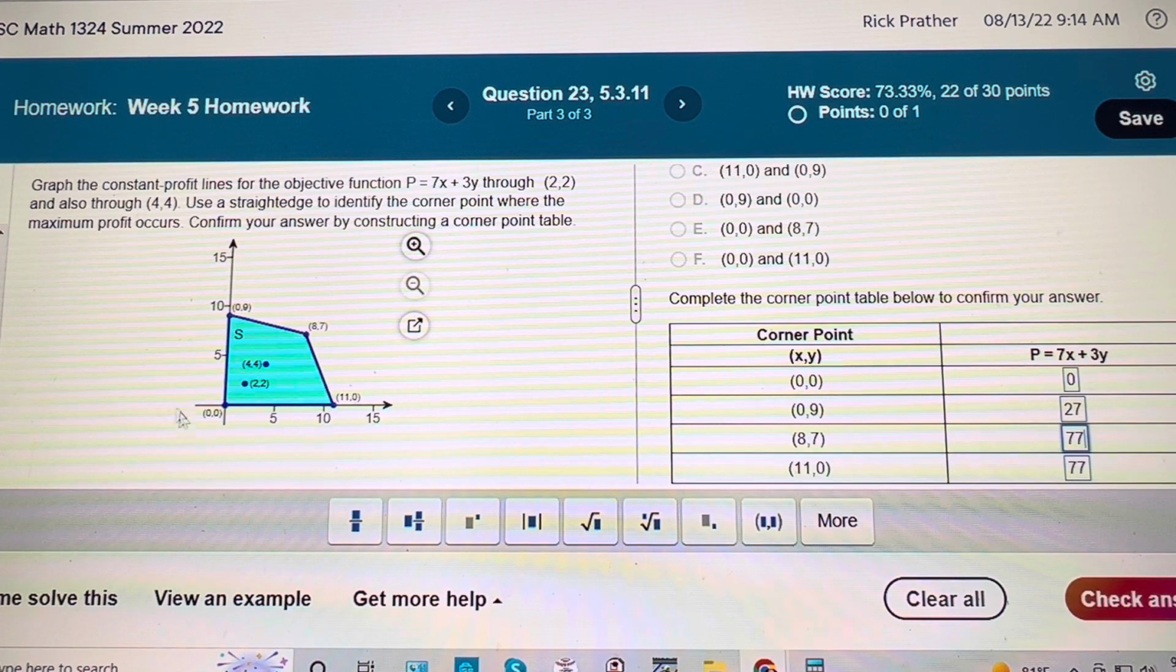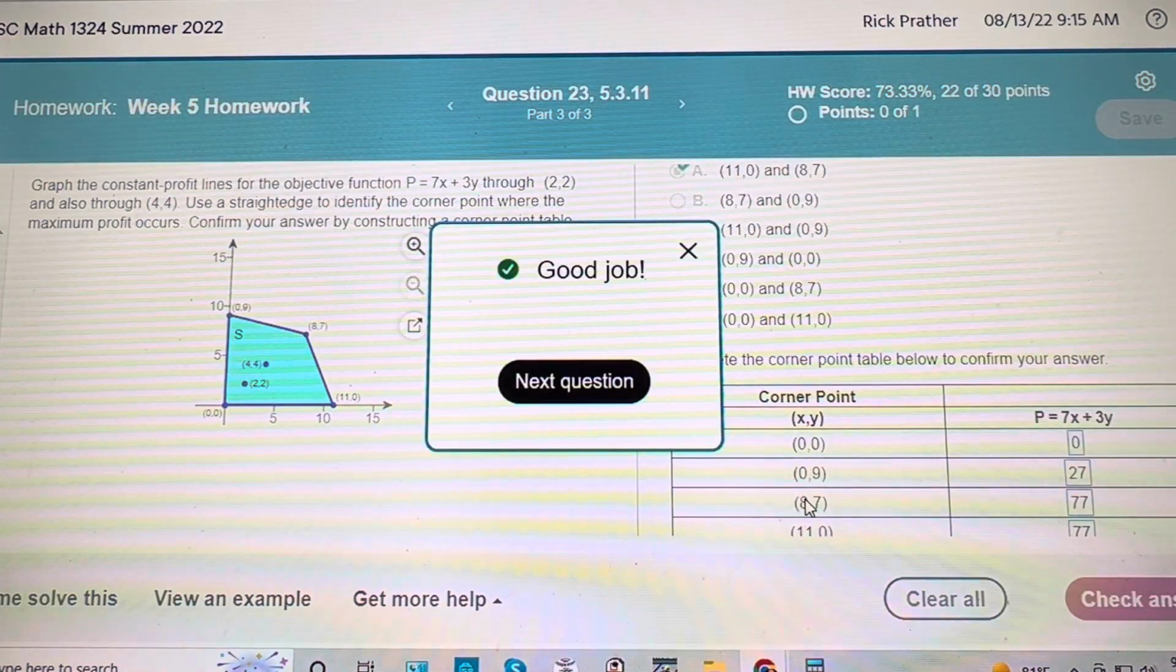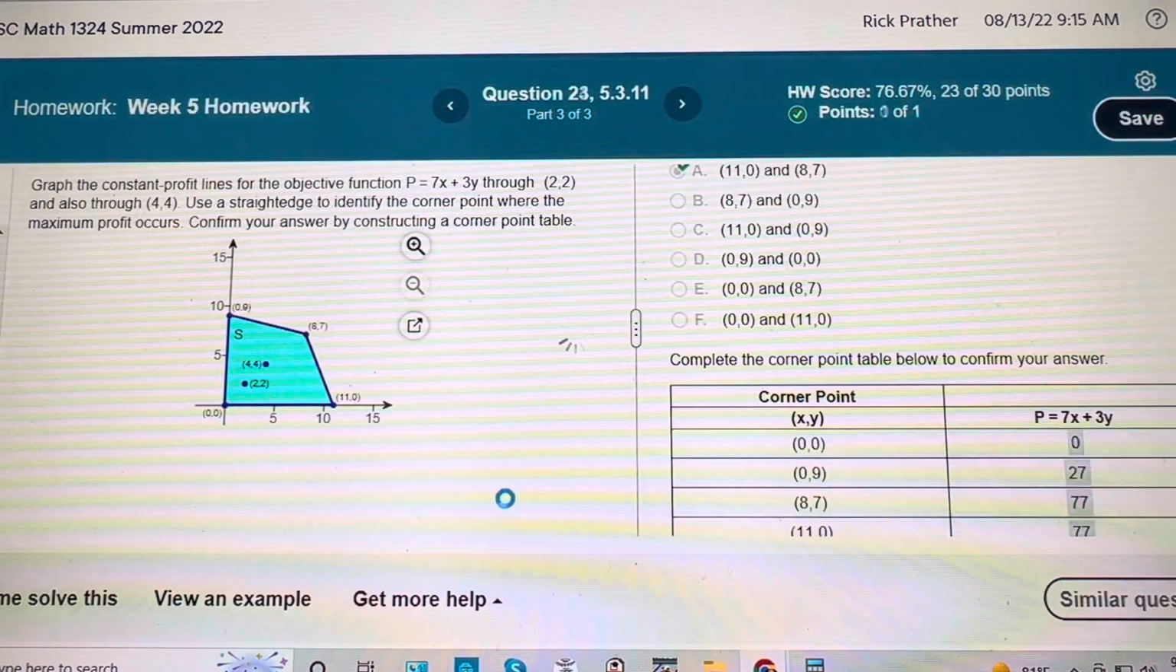So if you want to maximize your profit, then make 8 pens and 7 pencils, or 11 pens and no pencils, or if it's about mix A and mix B and a fertilizer, whatever the problem happens to be about, whatever your company does. But if you make 8 of the X and 7 of the Y, or if you make 11 of the X and none of the Y, you'll maximize your profit of $77, or $77,000, $77 million, whatever your business is.